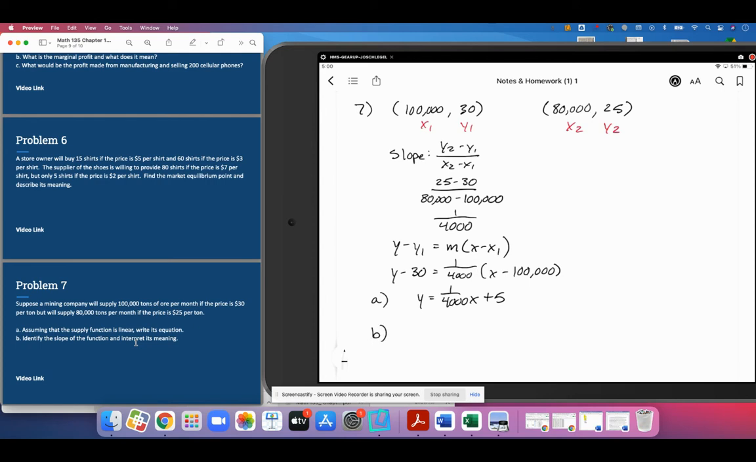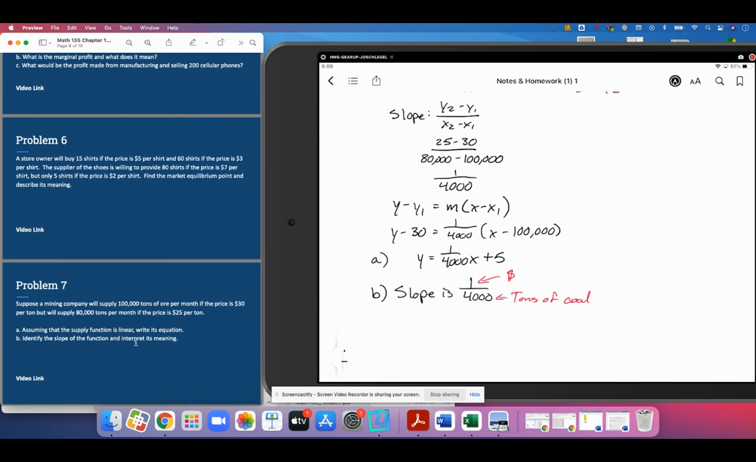Part B, we're asked to identify the slope and interpret its meaning. So the slope is 1 over 4,000. Now, if you remember, the y value, which is on top, is money. And the x value here is tons of ore. So when we interpret this, we need to understand that this is positive.